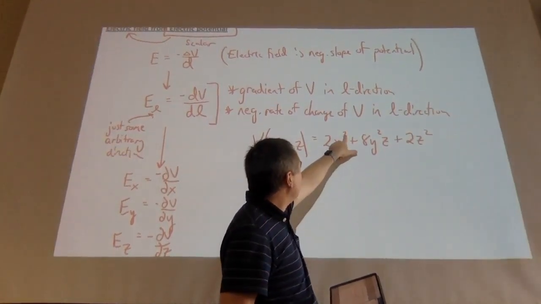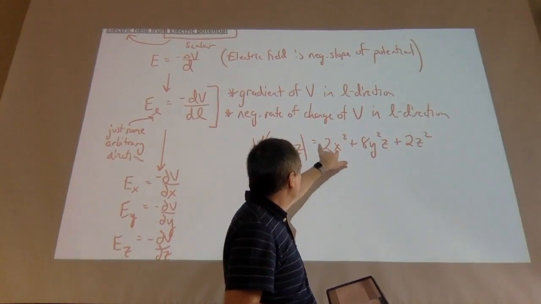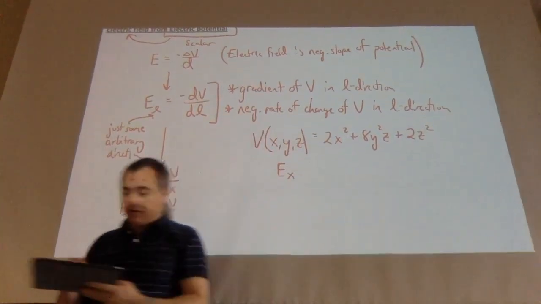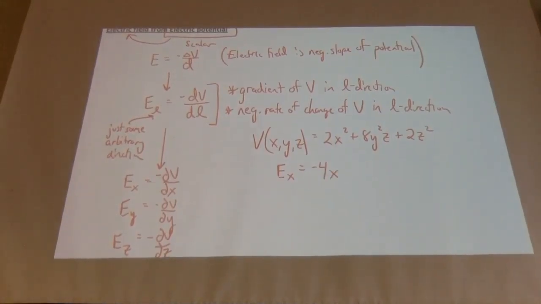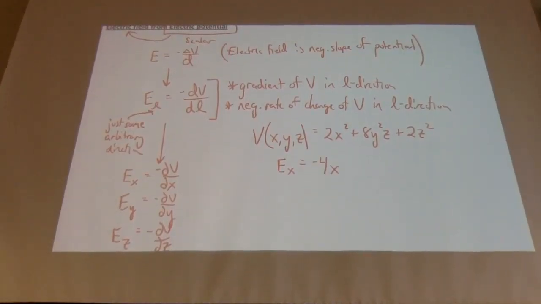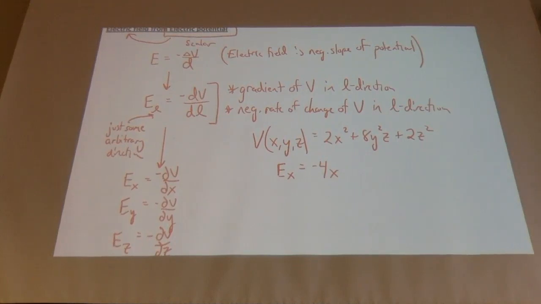So for this one, the derivative is going to be 4x, and we would throw a negative sign in front of it. So Ex is going to be minus 4x. That is the component of the electric field in the x direction.